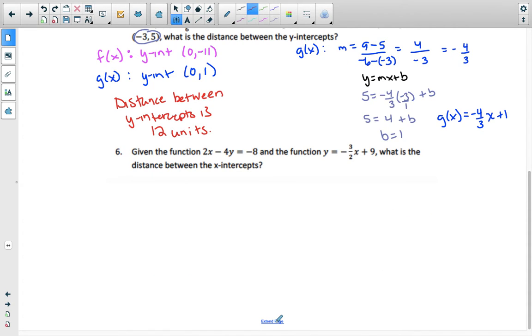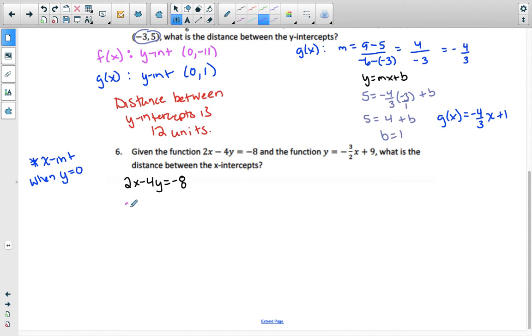This last problem says, given the function 2x minus 4y equals -8, and the function y equals -3/2 x plus 9, what is the distance between the x-intercepts? As a reminder, the x-intercept is when y is equal to 0. So without graphing them, we can actually change our y values to 0 and solve for the x. So for this first one, 2x minus 4y equals -8. If we replace the 4 times y as 4 times 0, we'll be able to get our x-intercept.